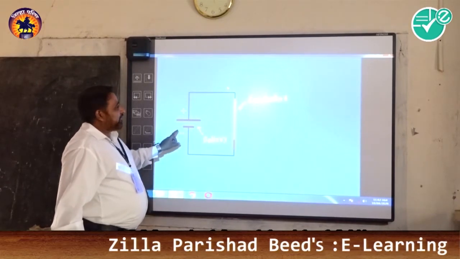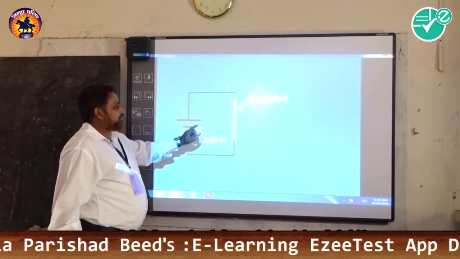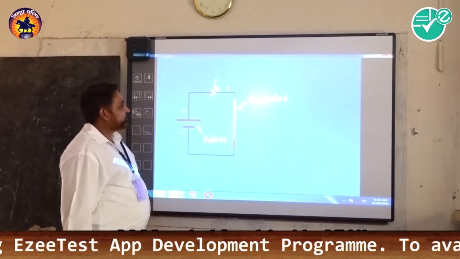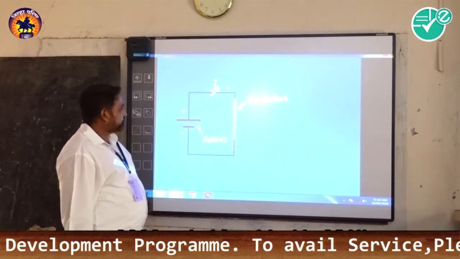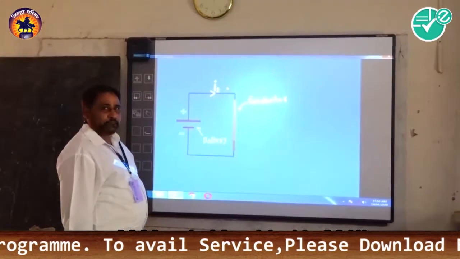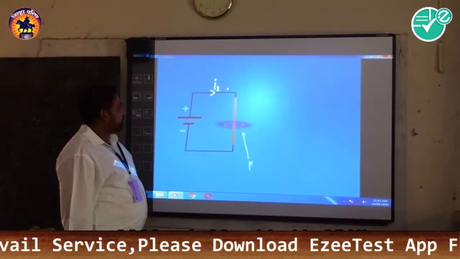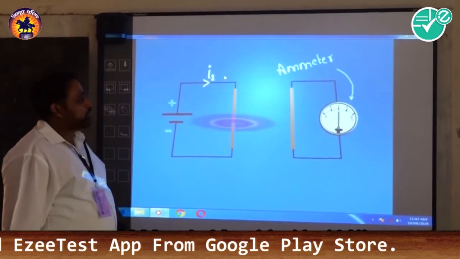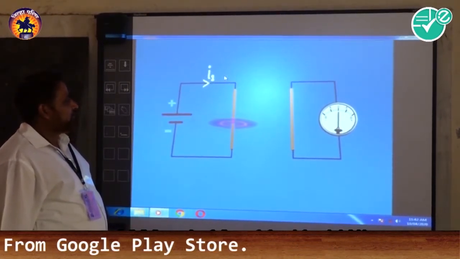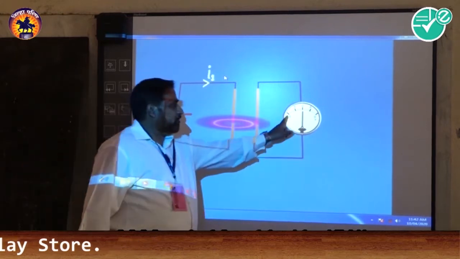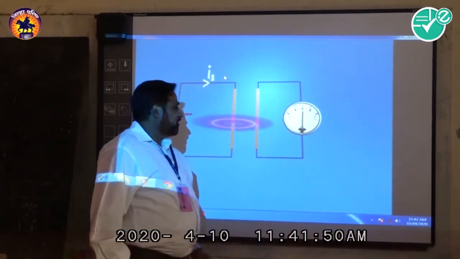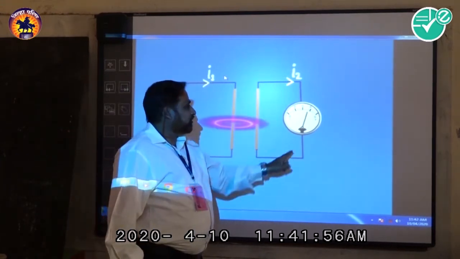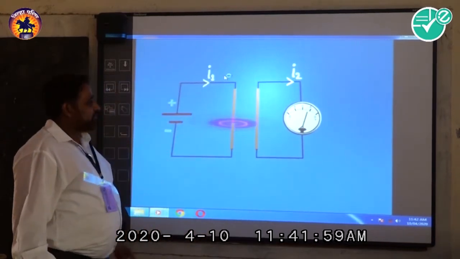Now see here, the primary winding, so a battery is connected to the conductor. Current is flowing through this conductor here. And magnetic flux is created in the conductor. Whereas an ammeter is shown there. If this ammeter is placed in series with this second coil, the second conductor, then current I1 is flowing through this coil and current I2 is flowing through this coil. This is the induced current.